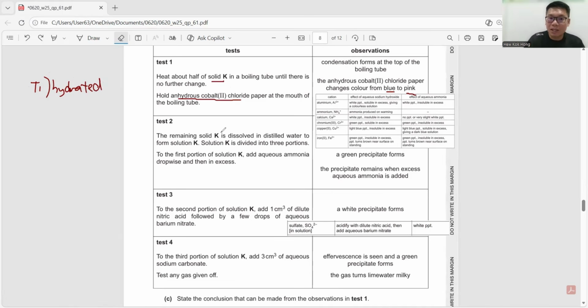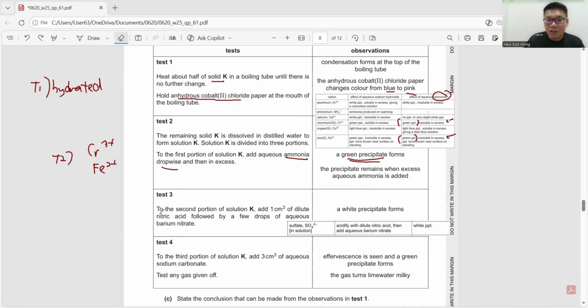For test 2, the remaining solid K is dissolved in distilled water to form solution K. Solution K is divided into 3 portions. To the first portion, add ammonia dropwise. They say a green precipitate forms. The precipitate remains when excess ammonia is added. So the ones that have a green precipitate that is insoluble in excess are chromium or iron 2. So this is what we get from test 2.